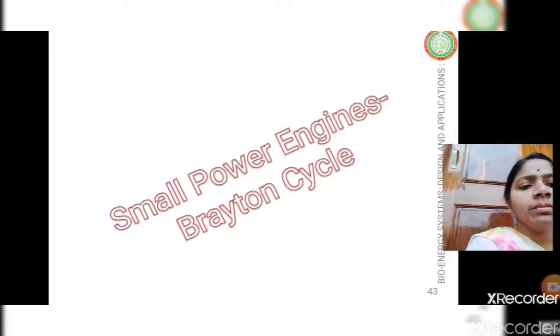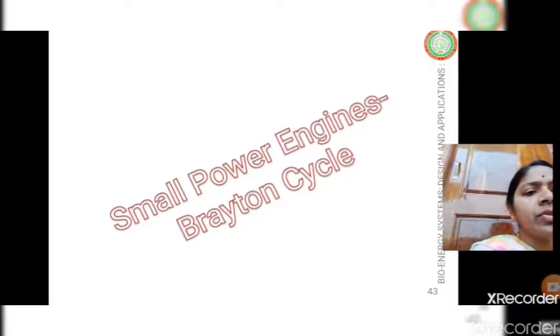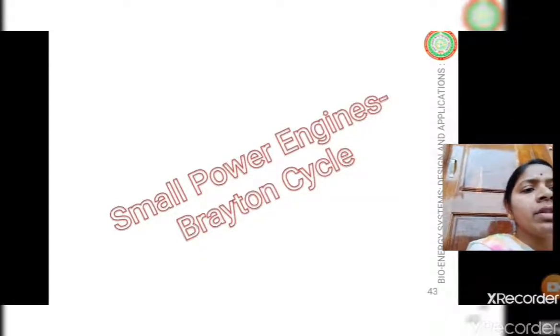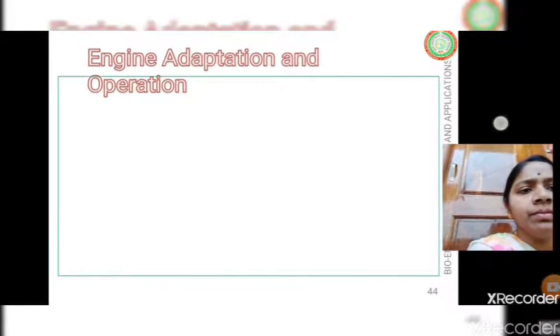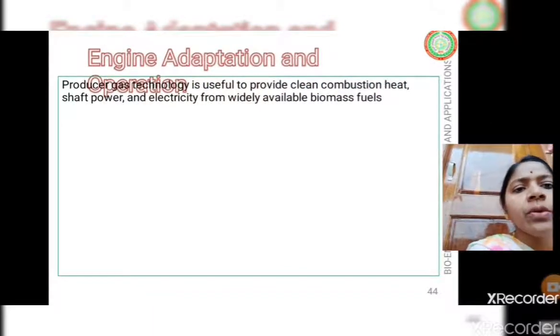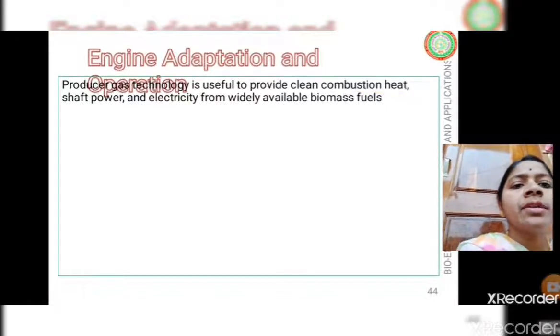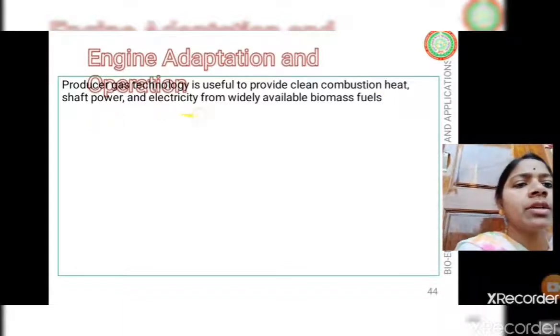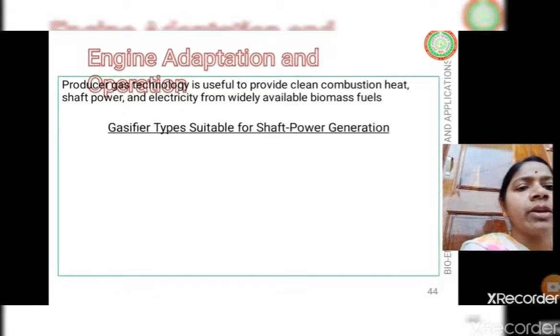We'll see about the small powered engines application of this producer gas, where all the producer gas can be applied. The engine adoption operation: producer gas technology is useful to produce combustion heat, shaft power generation, and electricity from the widely used biofuels, right?